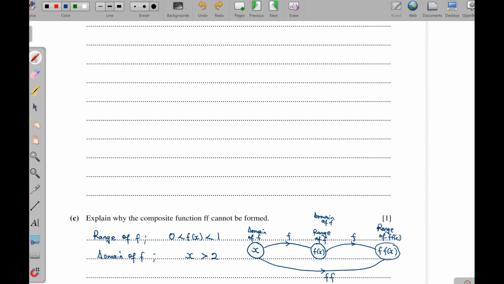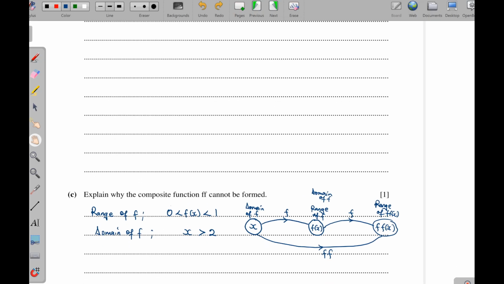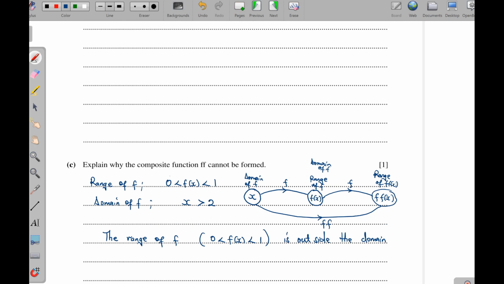So I can just say that the range of f, which is 0 less than f of x, is outside the domain of f. That's the domain of f, which is x greater than what? 2. So you cannot compose the f into itself. You see that? So that is that.